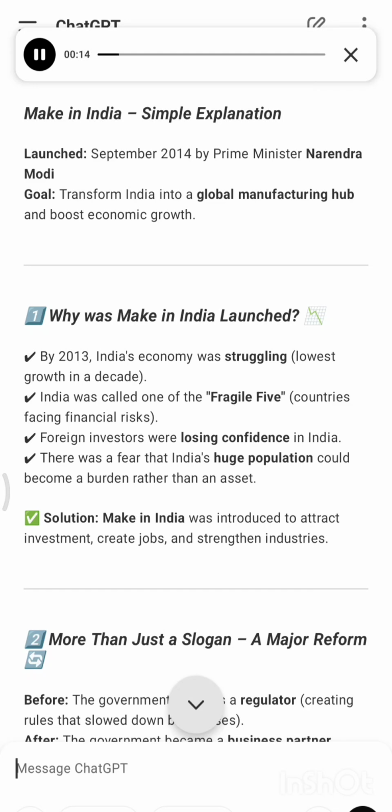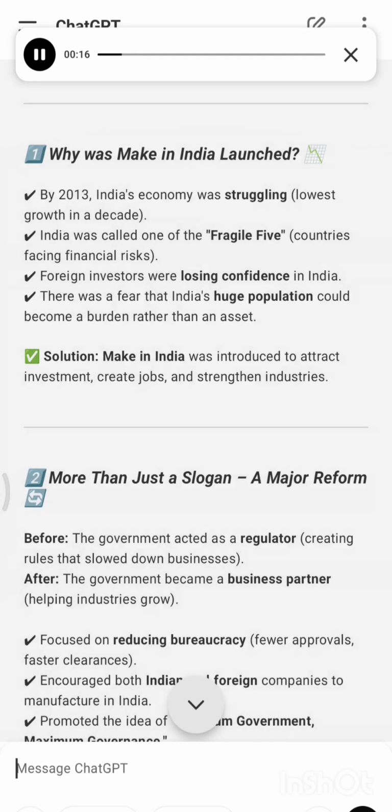Why was Make in India launched? By 2013, India's economy was struggling, lowest growth in a decade. India was called one of the fragile 5 countries facing financial risks. Foreign investors were losing confidence in India. There was a fear that India's huge population could become a burden rather than an asset. Solution: Make in India was introduced to attract investment, create jobs, and strengthen industries.